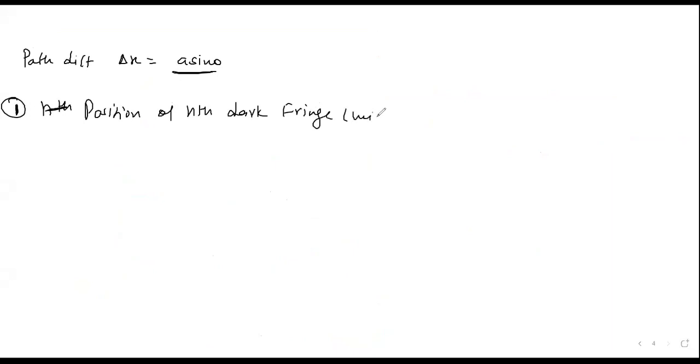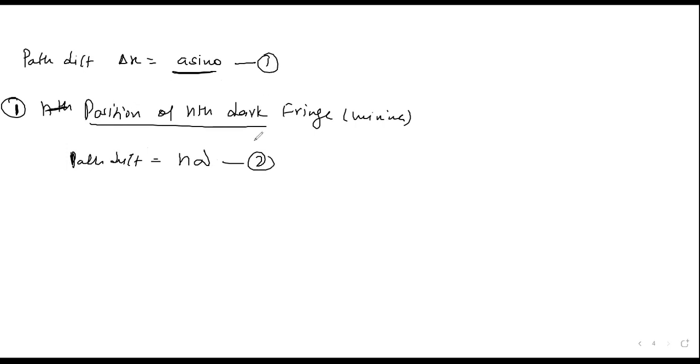Okay, so what's the condition here? For the dark fringe, very very important, the path difference should be equal to n times the wavelength, correct? The condition for dark here is just opposite to YDSE. Keep in mind, do not confuse. In Young's double slit, path difference equal to n lambda becomes bright fringe. Here it is dark fringe. So do not confuse.